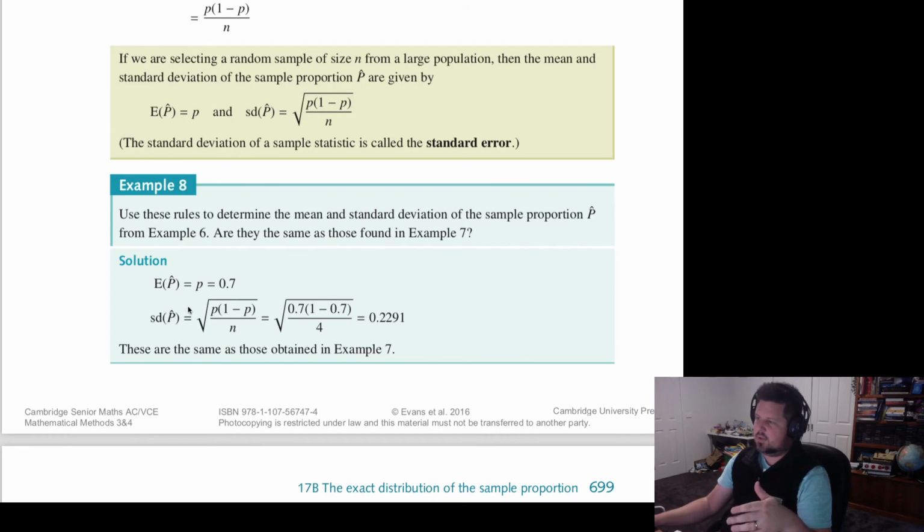The standard deviation of big P hat is equal to this here. Plugging in the calculation and running it, we get 0.2291, which is the same as what we got from the previous example, example number 7 as well. So it can be a lot quicker to do it this way, using those rules.